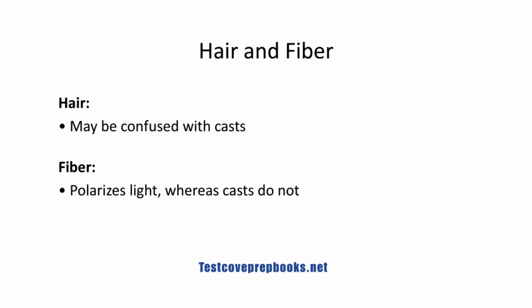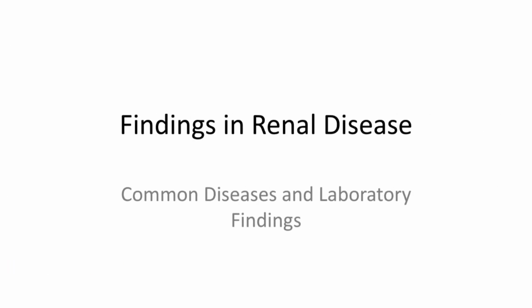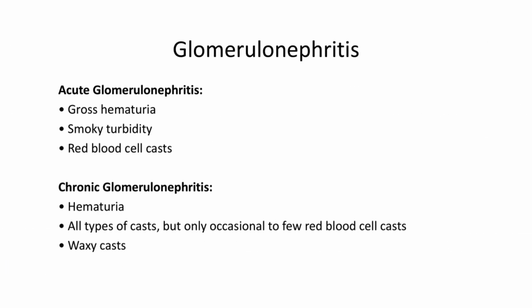Hair fibers may be confused with casts due to their elongated shape. True fibers, however, can be distinguished because they polarize light, whereas casts do not. In acute glomerulonephritis, urine often shows gross hematuria with a smoky turbidity. Red blood cell casts are a hallmark finding.